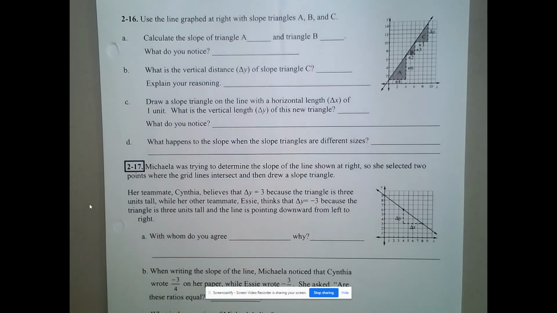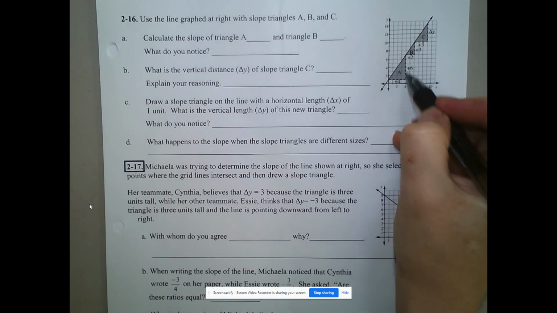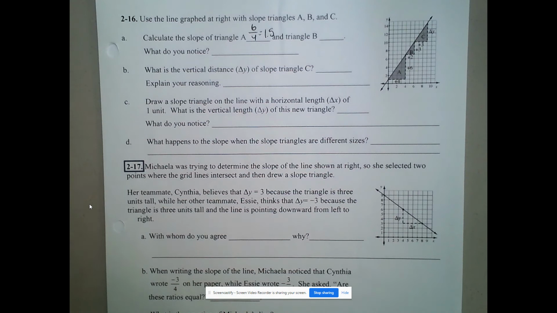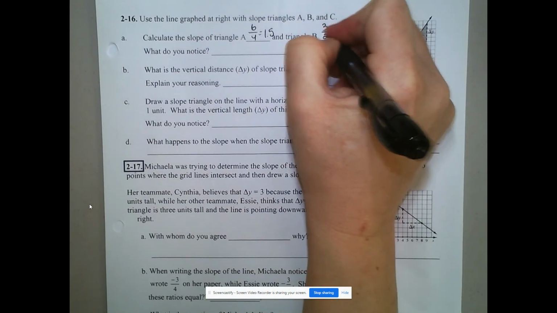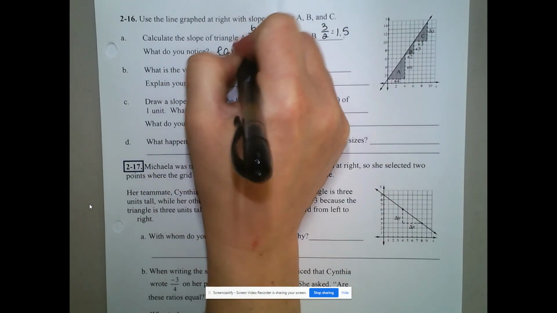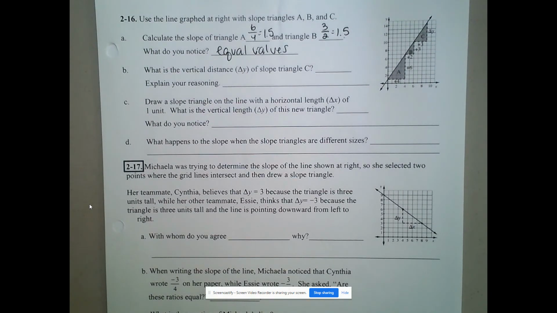Slope triangle A is the largest one closest to the origin, and that one has a change in y of 6 over a change in x of 4. So that one is 6 over 4, or 1.5. And triangle B is a height of 3 over 2, also the same as 1.5. So what do you notice? They have equal values, which makes sense because they're on the same line, and continuous lines would continue to have the same slope no matter where you picked those numbers from.